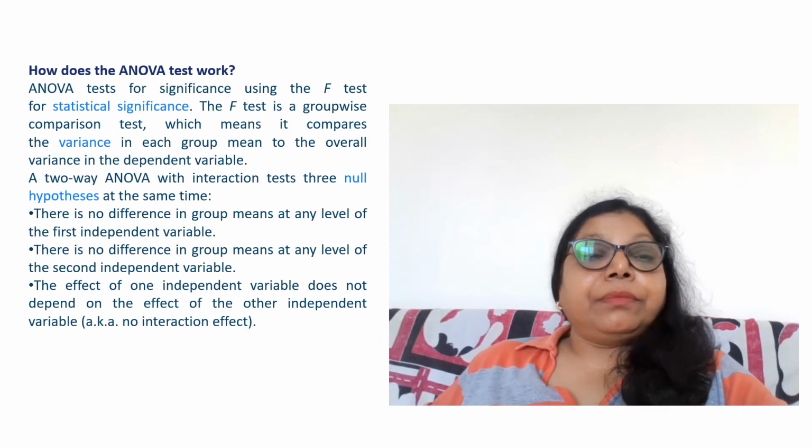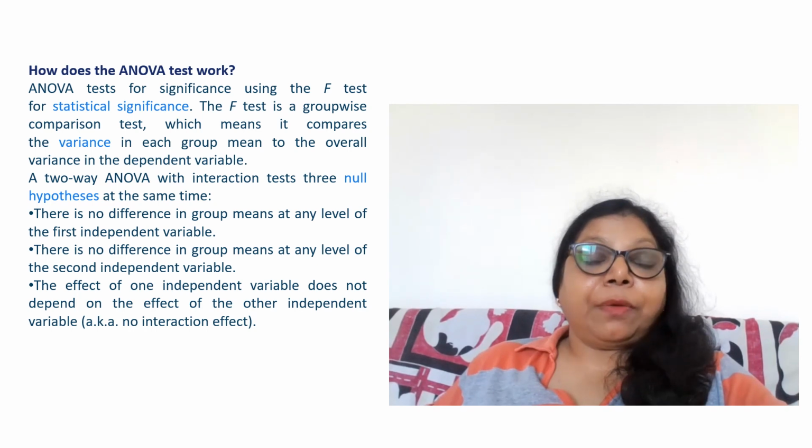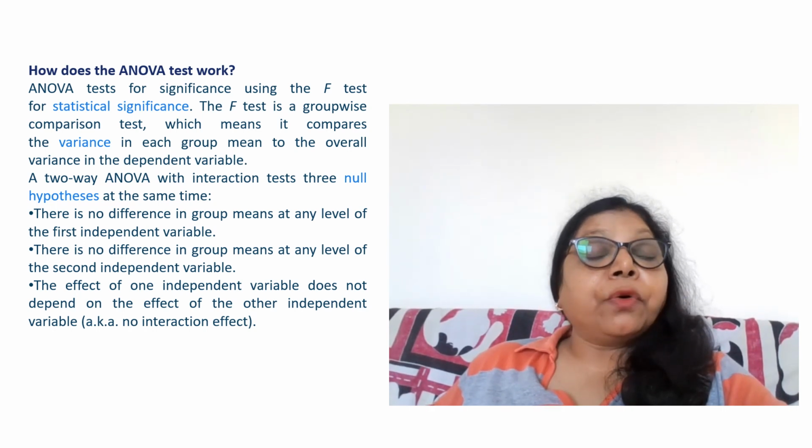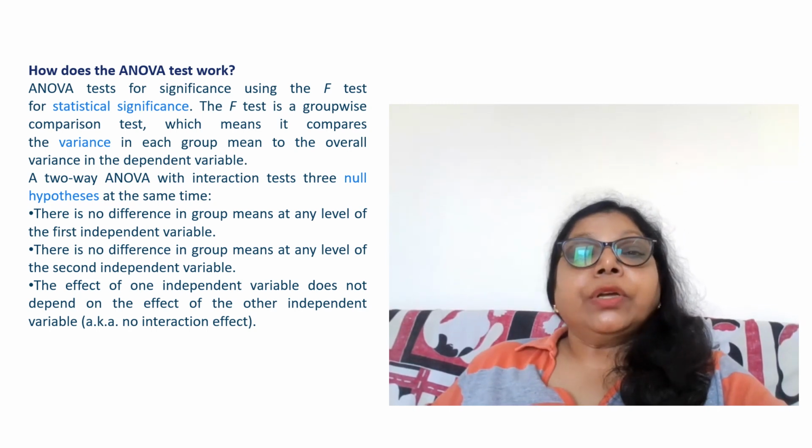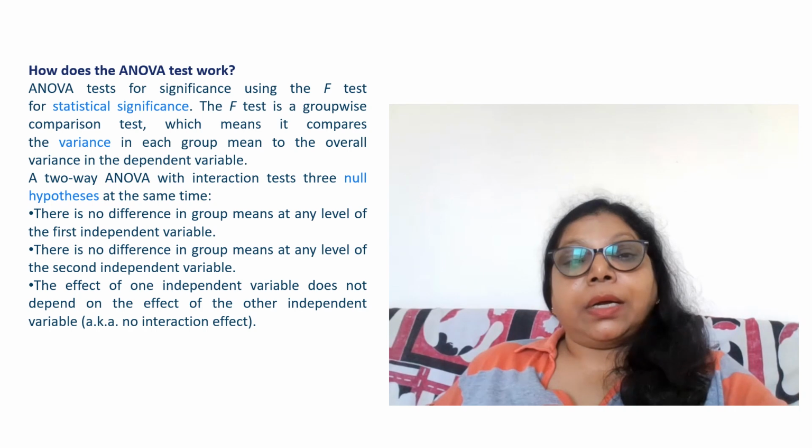Now we should have enough observations in our data set so that we are able to find the mean of the quantitative dependent variable at each combination of the levels of the independent variables. So both our independent variables should be categorical. And if one of our independent variables is categorical and one is quantitative, then we can use an ANCOVA instead of two-way ANOVA. So how does the ANOVA test work?